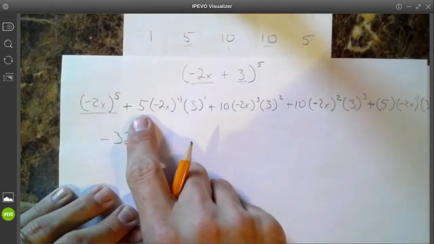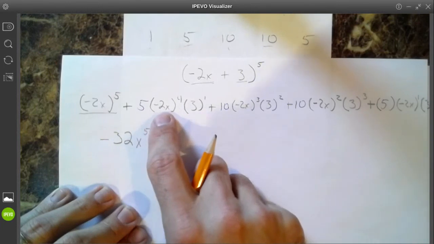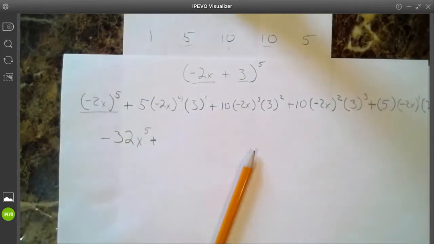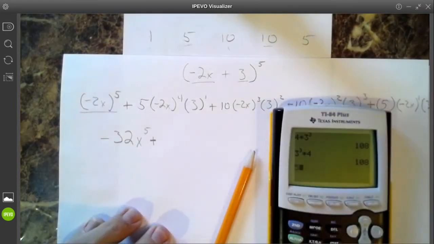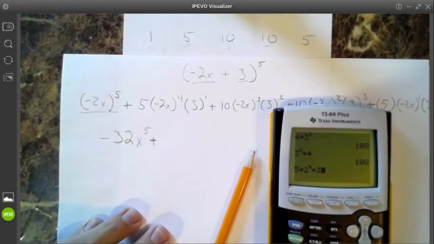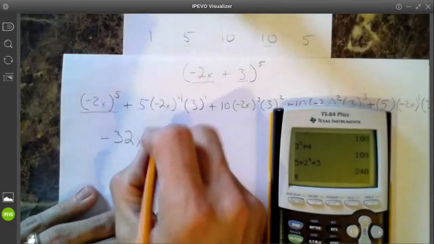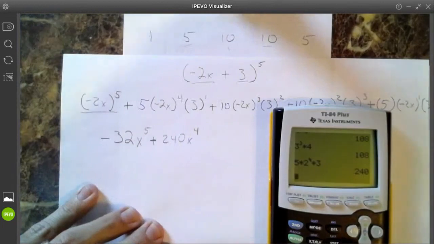Now we're going to do 5 times 2 to the fourth, because I'm ignoring the negative now. 2 to the fourth, and I gotta grab that calculator again. So 5 times 2 to the fourth times 3 to the first power. That's equal to 240, and that'll be x to the fourth.